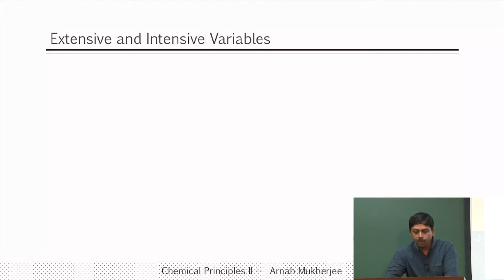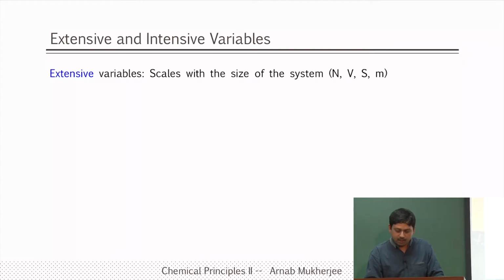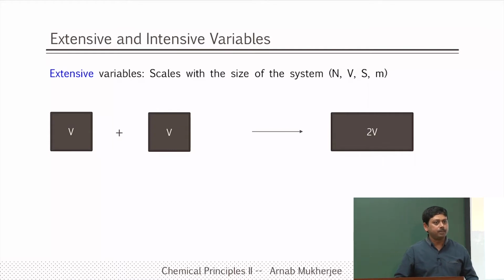Variables also can be of two different kinds. One is extensive variable, another is intensive variable. Extensive variables are those which scale with the size of the system. For example, number of molecules. If I take 1 liter and take another liter bottle of water, and I add them together, it will become 2 liters. That means volume is an extensive property because it scales with the size of the system. Number of molecules is also extensive: 1 mole plus 1 mole will become 2 moles.